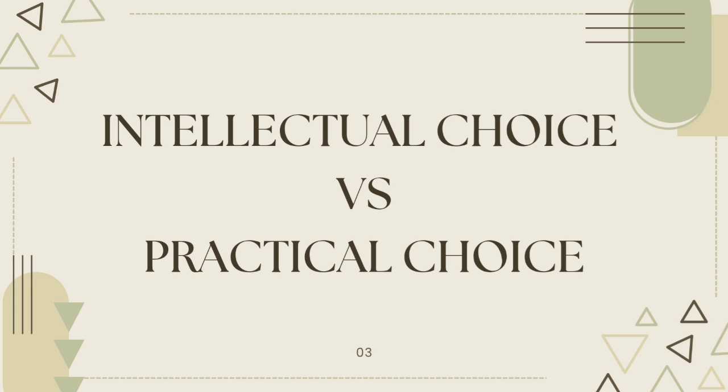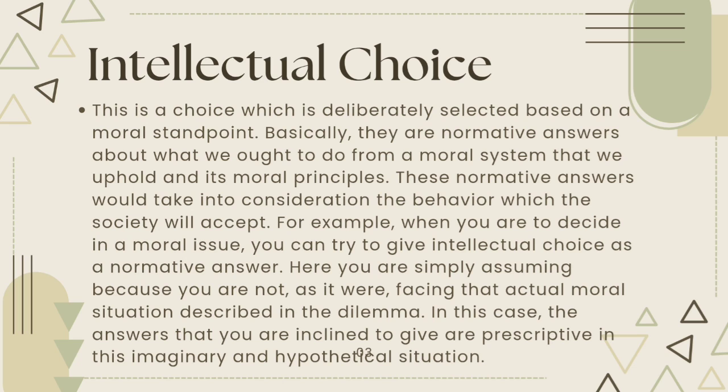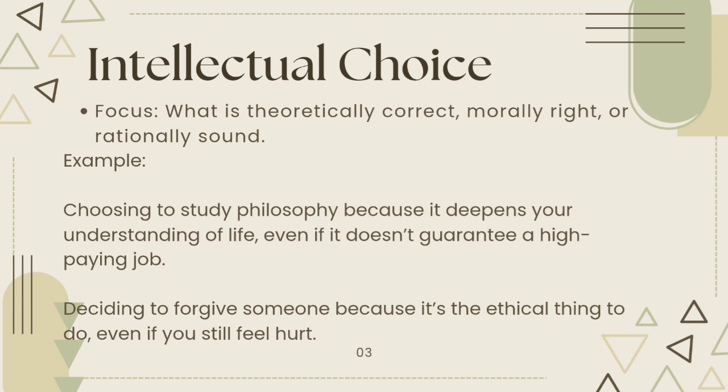Intellectual choice and practical choice. These two types of decisions help us understand how people think and act when faced with moral or real life situations. Let's start with intellectual choice. An intellectual choice is a decision based on what is morally right, logically sound, and ethically correct. It's guided by reason and principles rather than emotions or personal benefit.